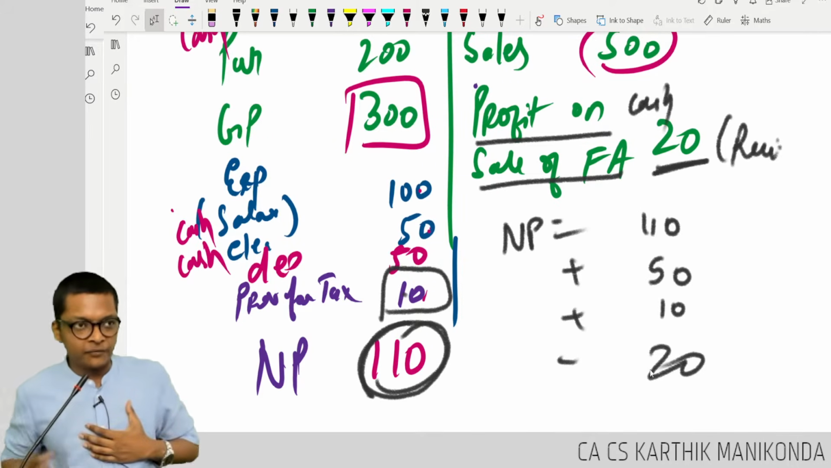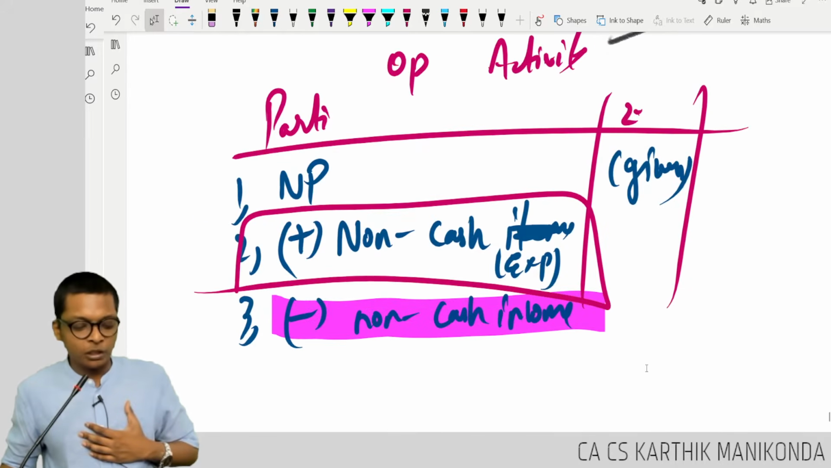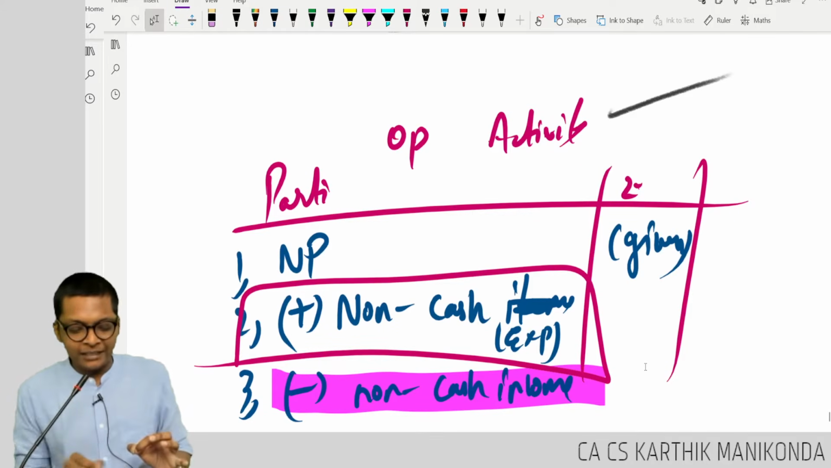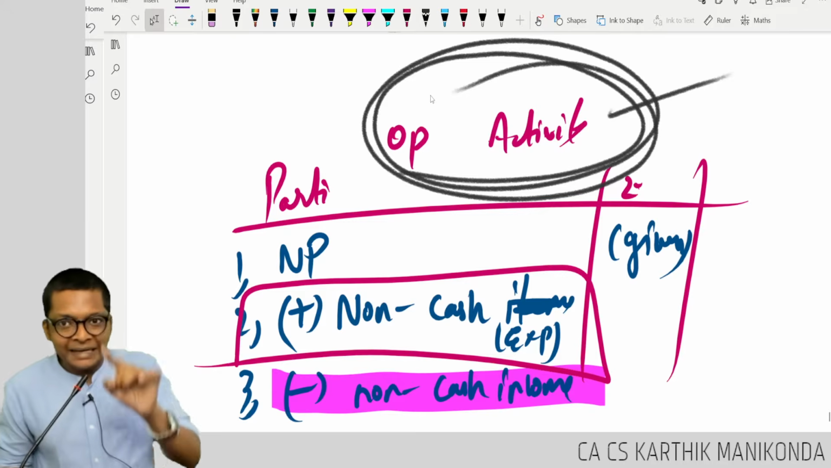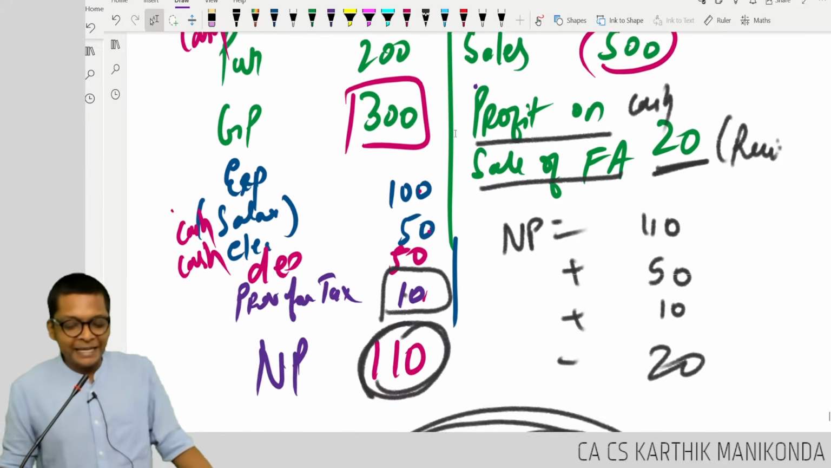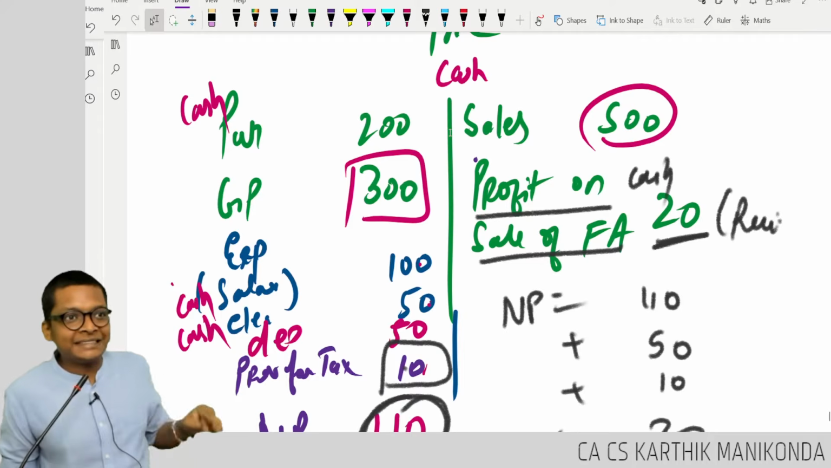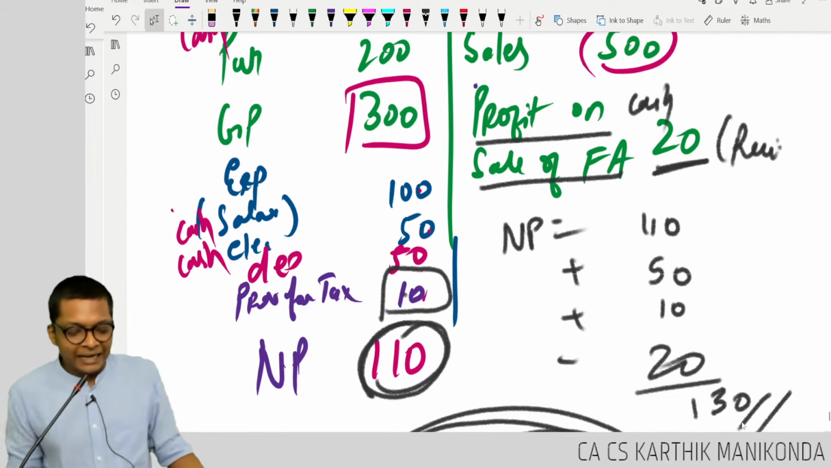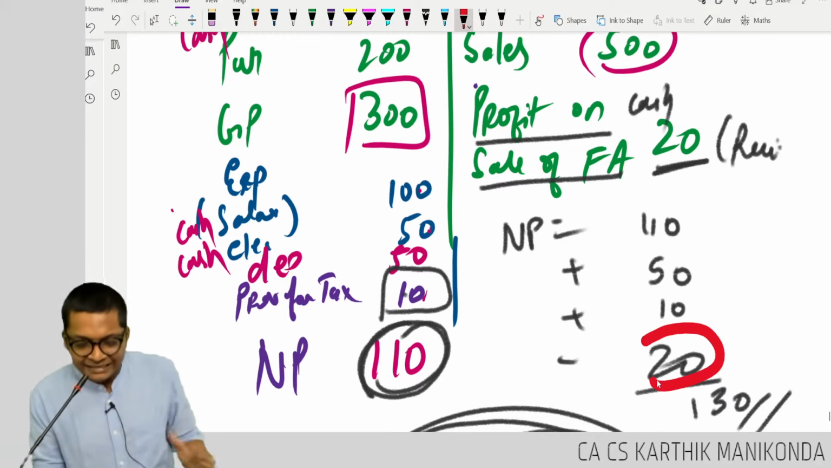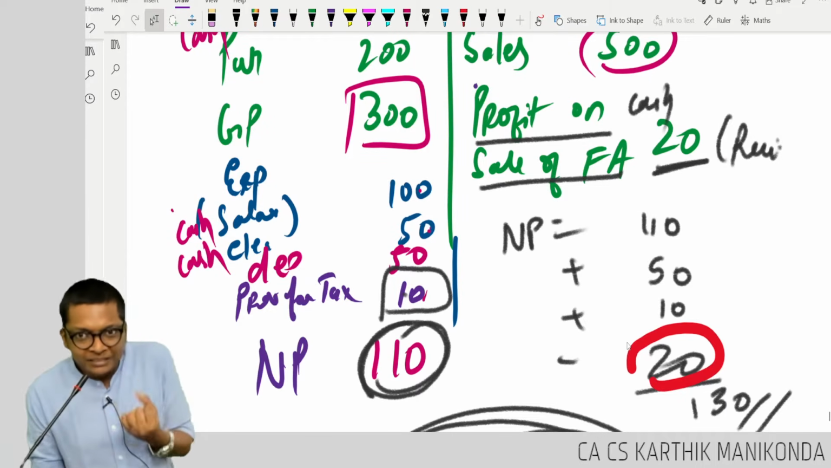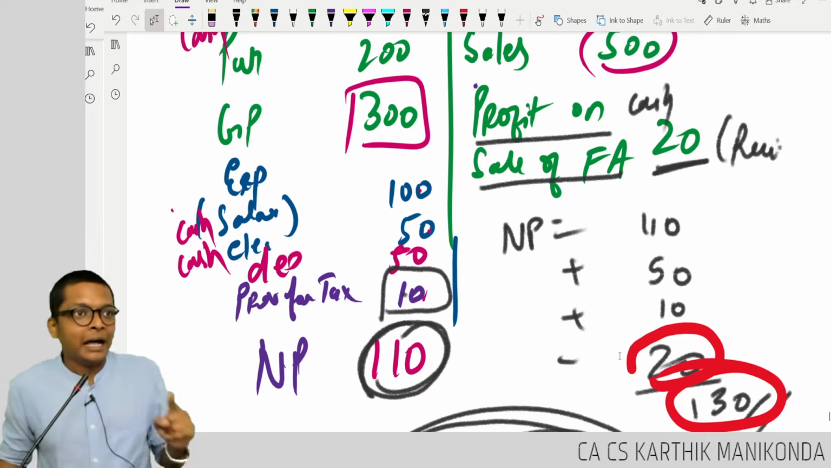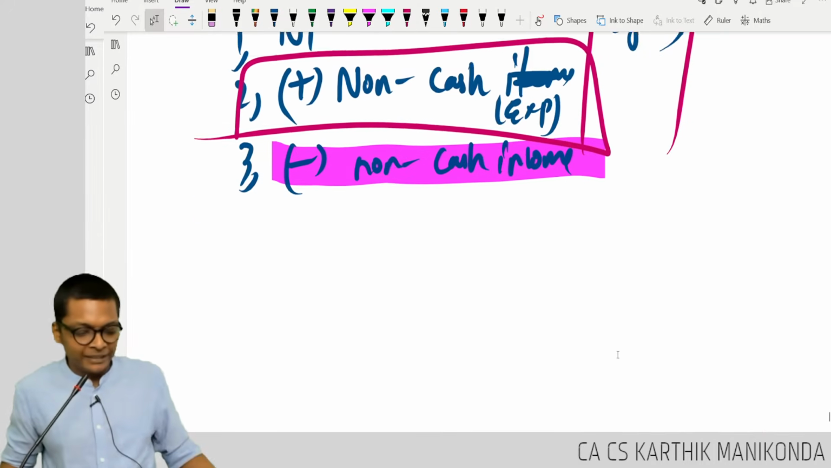Now, follow very carefully. Now, I am trying to find out cash flow from what? Listen carefully. I am trying to find cash flow from operating activities. Sale of fixed asset is an investing activity. So I will reduce 20 and get 130 or whatever. See, 20 is a cash item now, but I am reducing because I want cash flow from operating activities. Are you guys following? Understanding? Everybody?